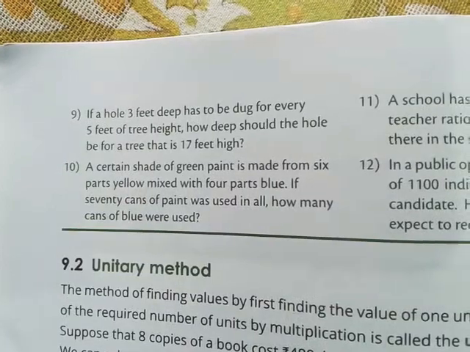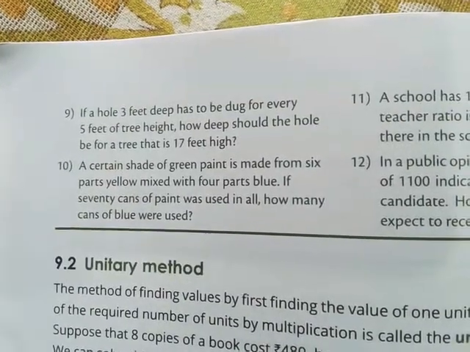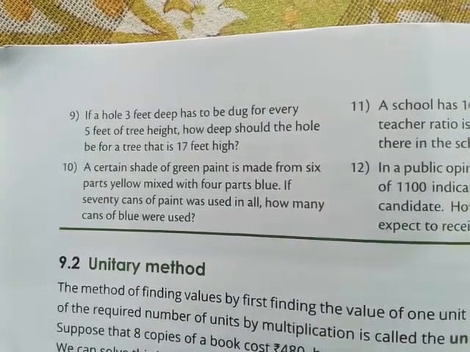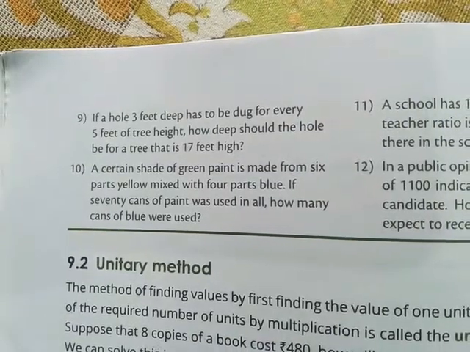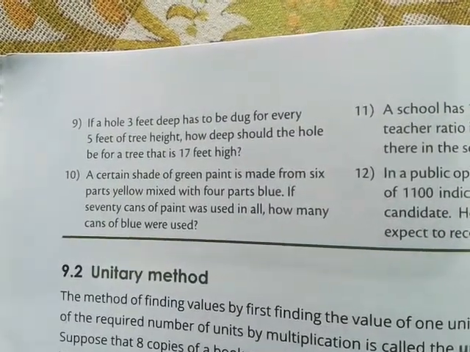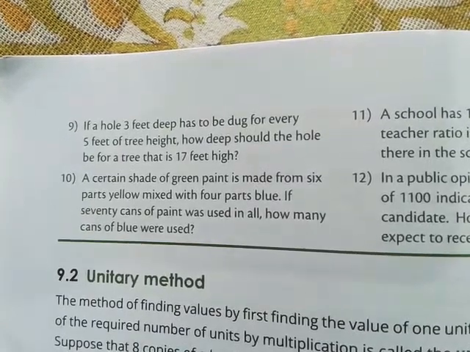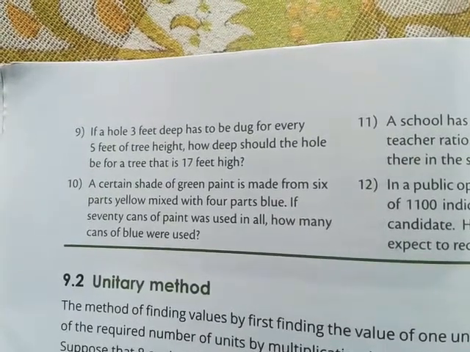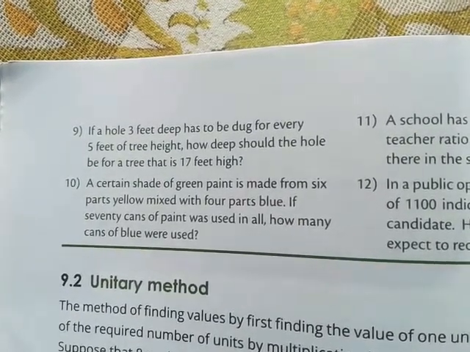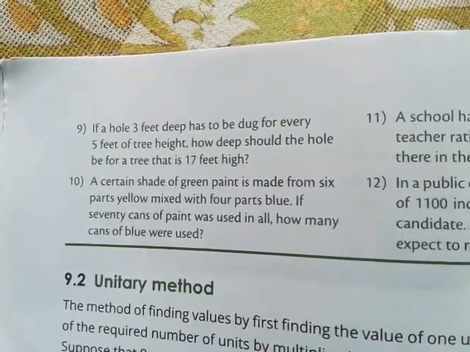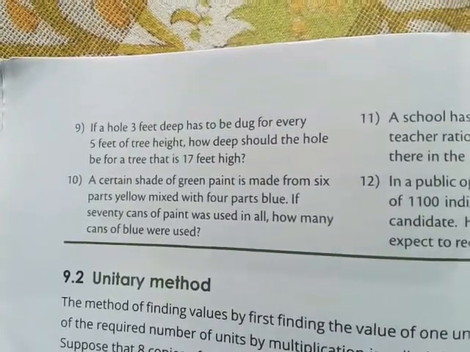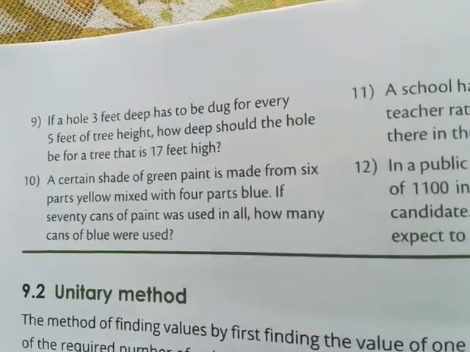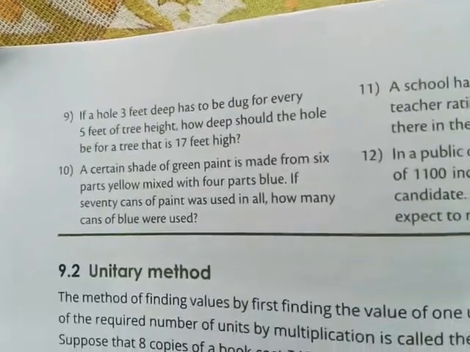So number 10: a certain shade of green paint is made from 6 parts of yellow mixed with 4 parts of blue. If 70 cans of paint are used in all in making that shade of green paint, then how many cans of blue are used? We have to find how many cans of blue are used. So let's see how I solve.